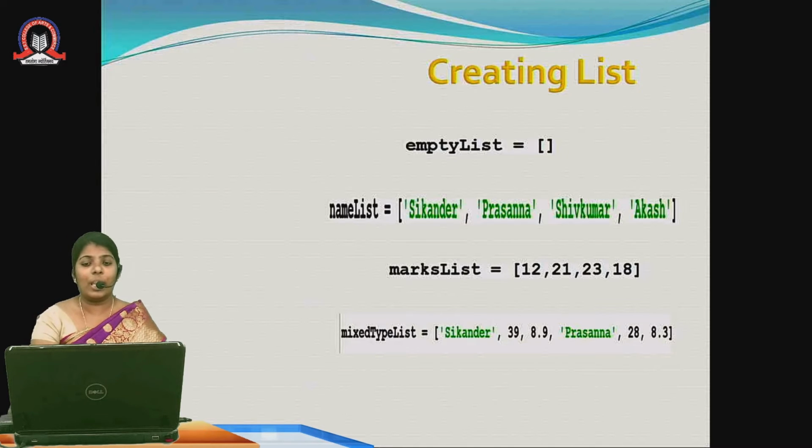Here the name Sikandar is a character, and it should be enclosed by single quotes. Then 39, 8.9, Prasanna, 28, 8.3. In this list you can see the name, that is a character, as well as the number. If you are giving any character, it should be enclosed by single quotes. So this is the mixed type list. Python's advantage is that you can create a mixed type list.